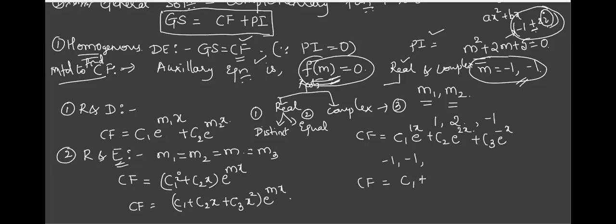If it is inside, it is plus. C1 plus C2 x, into e raised to the power minus 1x. Got it? So this root, what you are getting, it will be highlighted only here, not inside. Somebody said minus here? No, that will not.